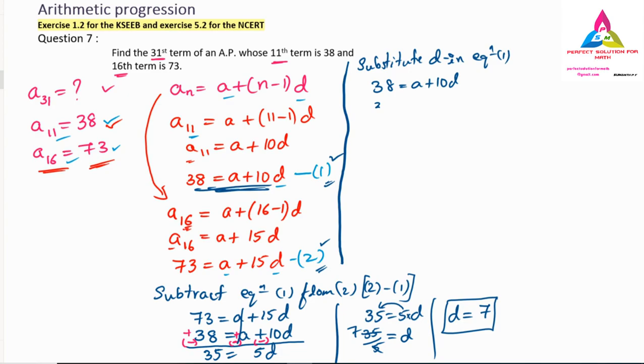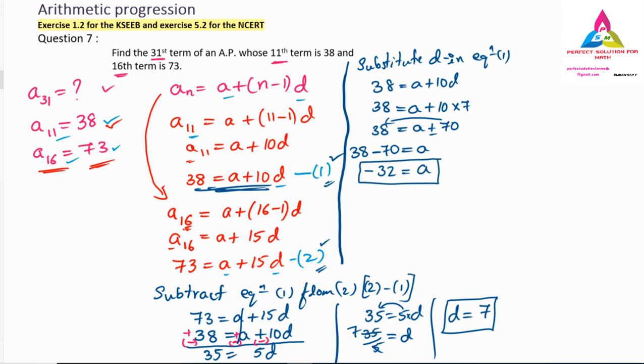So 38 I will write down here only, a value I will write down here only, but what is the d value? D value is nothing but 7. So 10 into 7, a plus 10 sevens are 70, that is 38. So we have to keep that a here only. 38 I have to write here only correctly, but this 70 I have to shift. The 70 has the positive symbol, so it will become negative 70. What is 38 minus 70? That is nothing but, the greatest number sign is negative, so negative 70 minus 38 is nothing but negative 32. That is equal to the a value. So we found the a value also, and we found the d value.